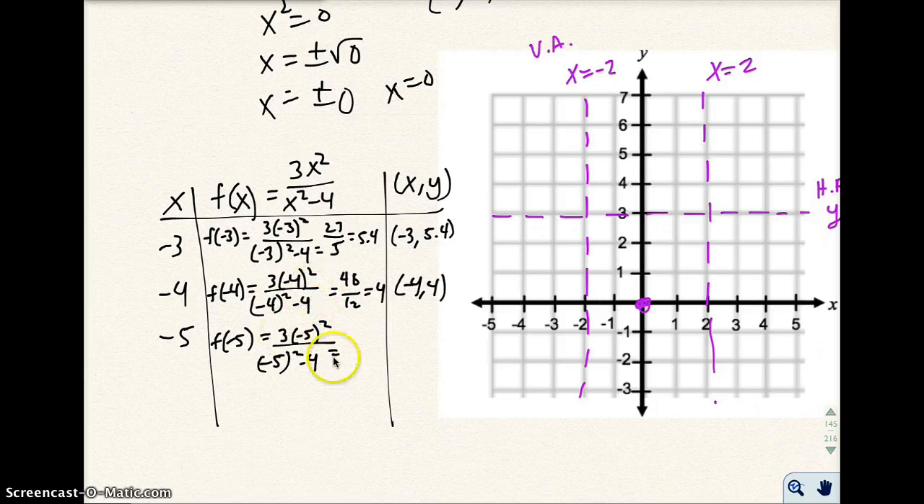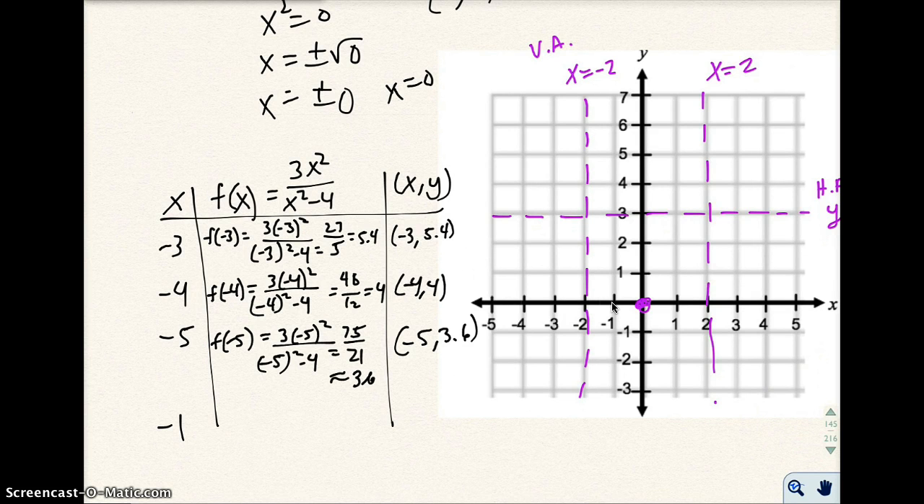Okay, that'll give me 25 times 3, which is 75. Give me 25 minus 4, which is 21. And put my calculator right here, so 75 divided by 21 is approximately 3.6. So negative 5 and 3.6. So I know what's going on up here. Let's see what's happening at negative 1.